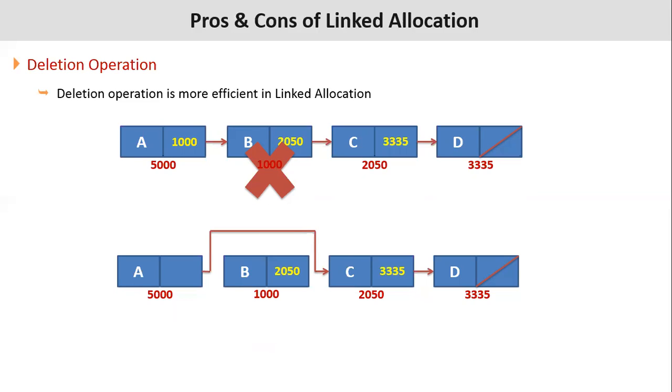A is directly linking to C. So A contains the address 2050. The previous address was 1000, and it is replaced by 2050, the address of node C. This way node B is removed from the linked list, and this is called the deletion operation in a linked list.